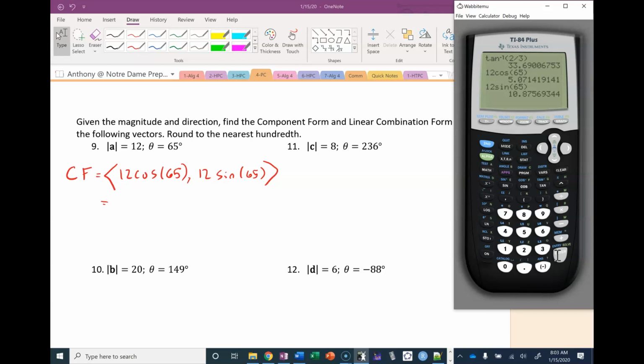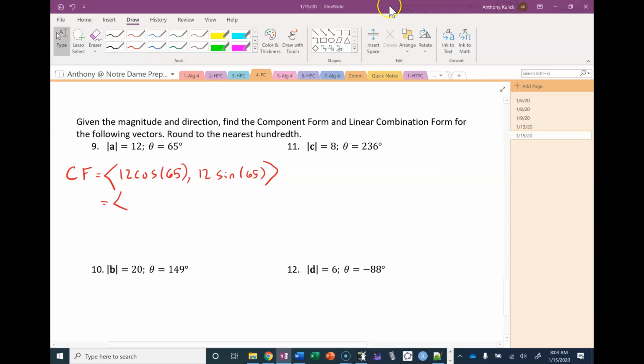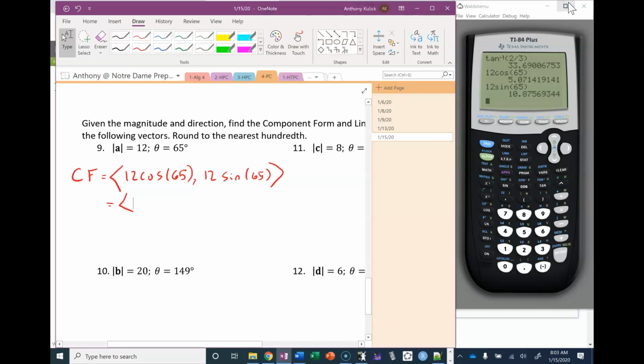So that tells me that this is the component form: 507, comma 1088. Everybody's okay there?